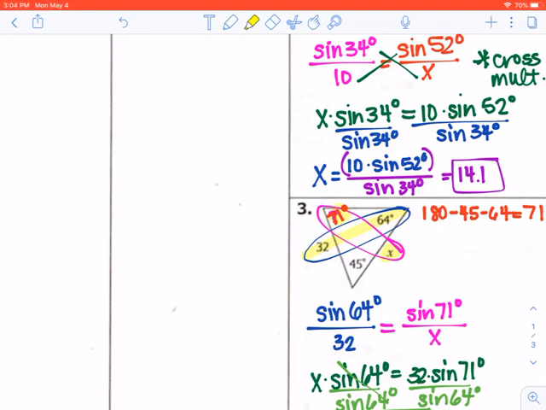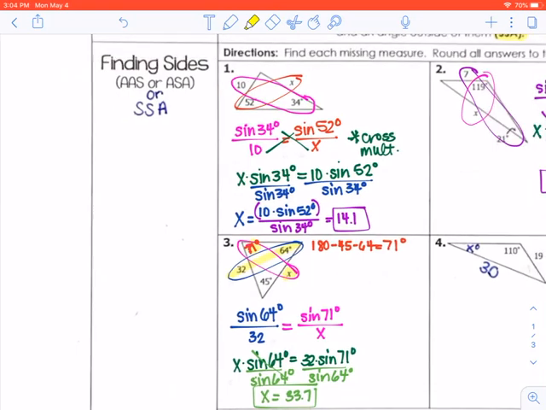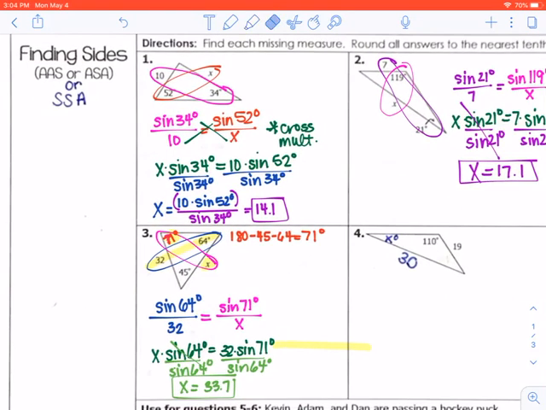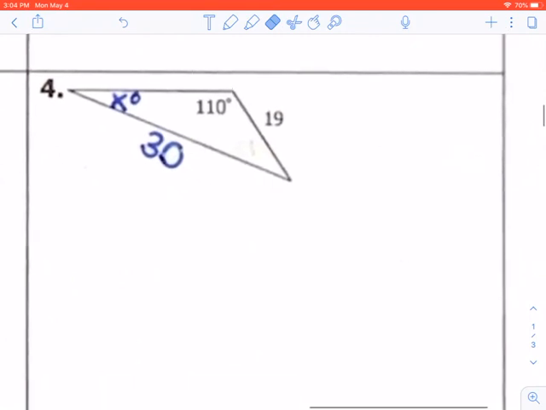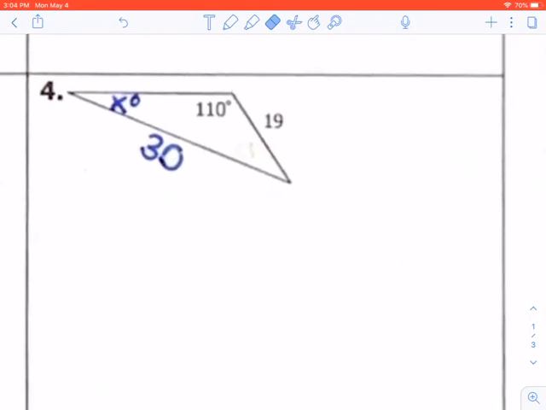So sometimes you just have to create the triangle or they'll give it to you, okay? My apologies. This is the one I was talking about. We need to find the angle x, okay?